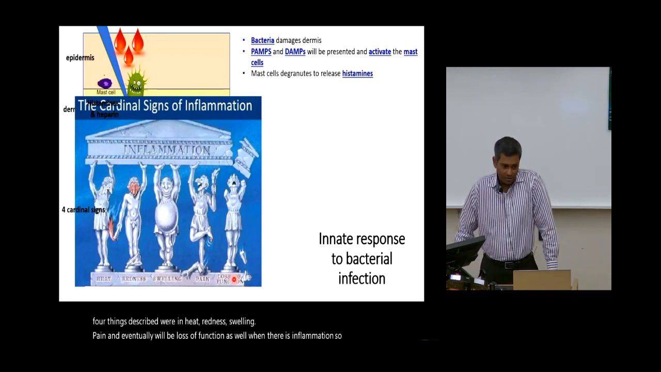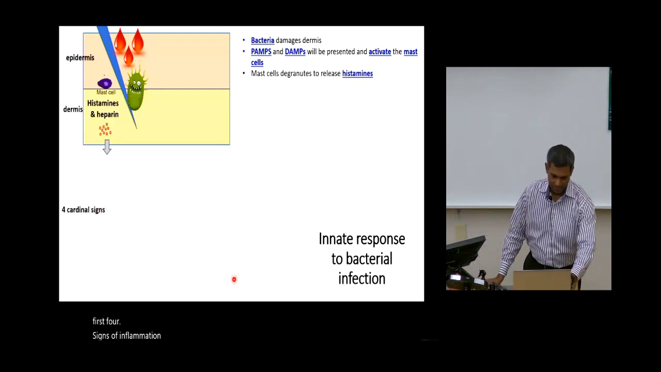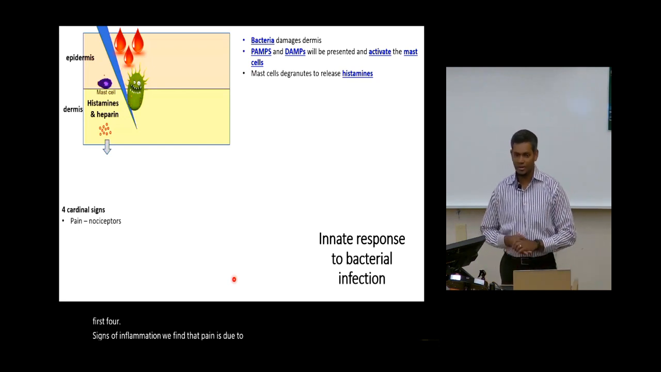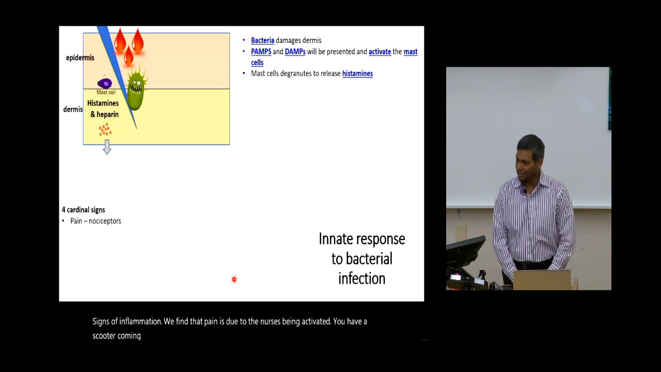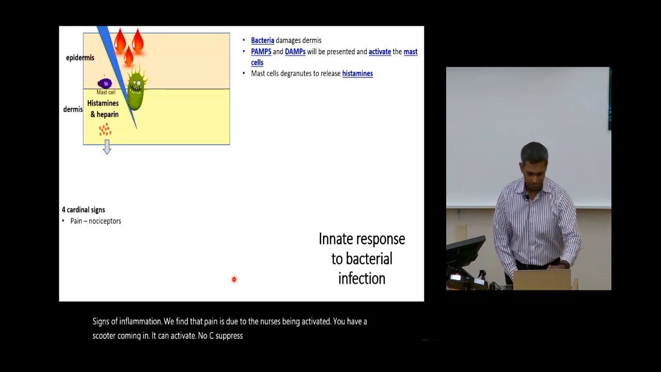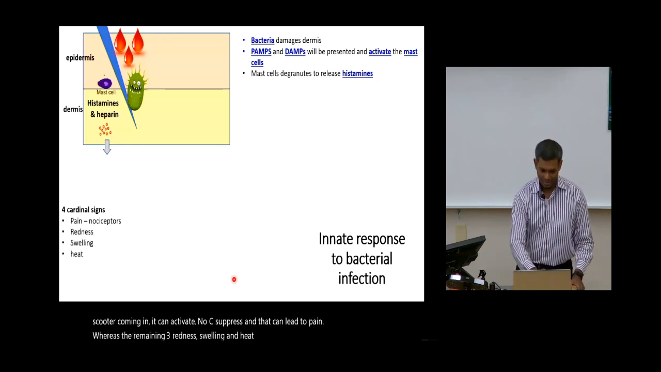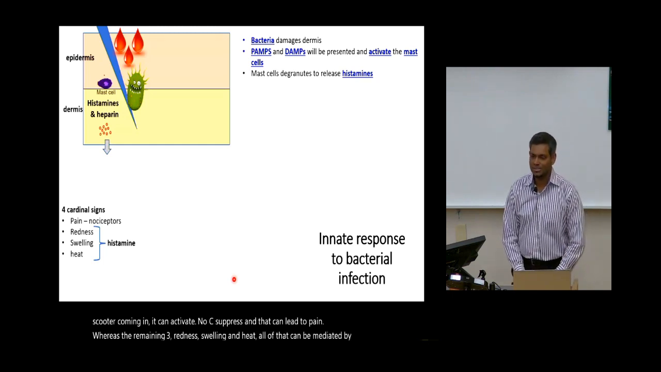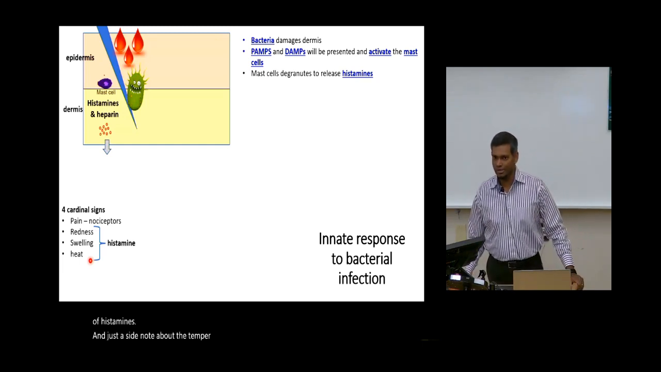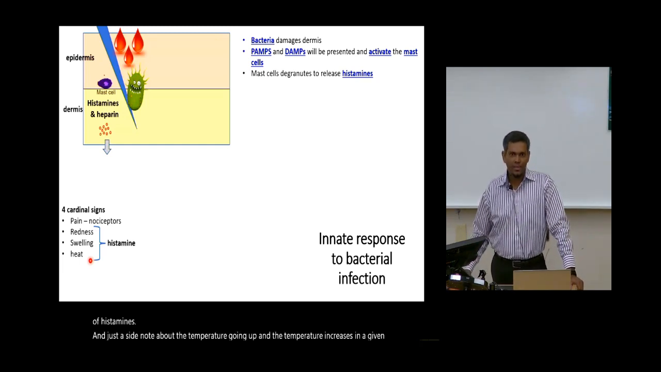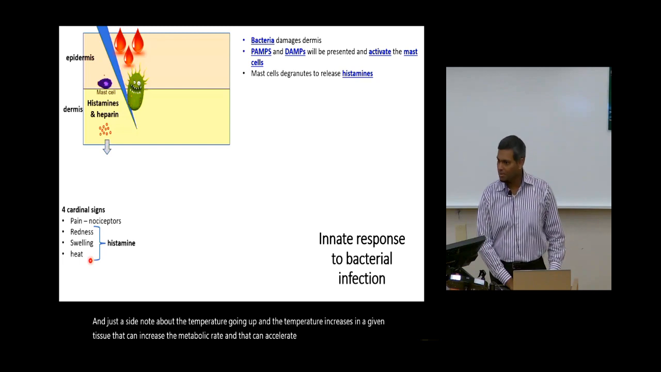So among the first four signs of inflammation, we find that pain is due to the nociceptors being activated, right? When you have a splinter coming in, it can activate the nociceptors and that can lead to pain. Whereas the remaining three, redness, swelling and heat, can all be mediated by the action of histamines. And just a side note about the temperature going up: when the temperature increases in a given tissue, that can increase the metabolic rate and accelerate the wound healing process.